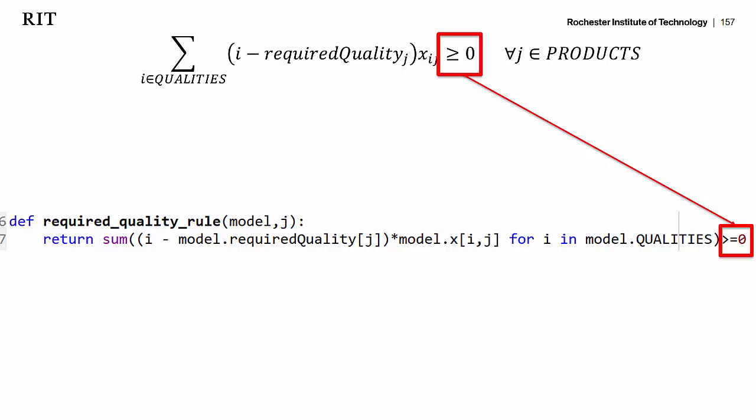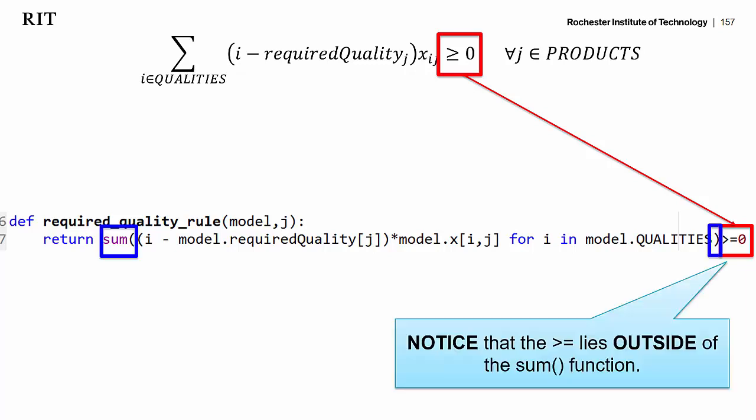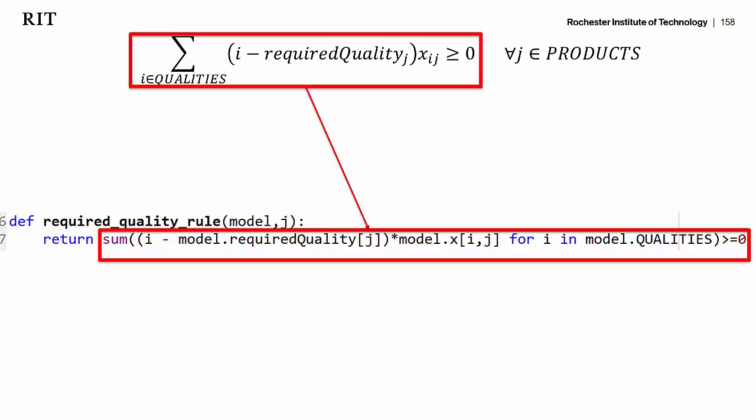And then we see our greater than or equal to 0. Now it's important to note that that greater than or equal to 0 lives outside of the summation function. So our sum function has our expression and our range within its parentheses, but we don't want to try to sum over a greater than or equal to sign. It gets very angry about that. So we want to make sure that that greater than or equal to 0 lives outside the sum. So that whole red part is in line with that circled Python code.